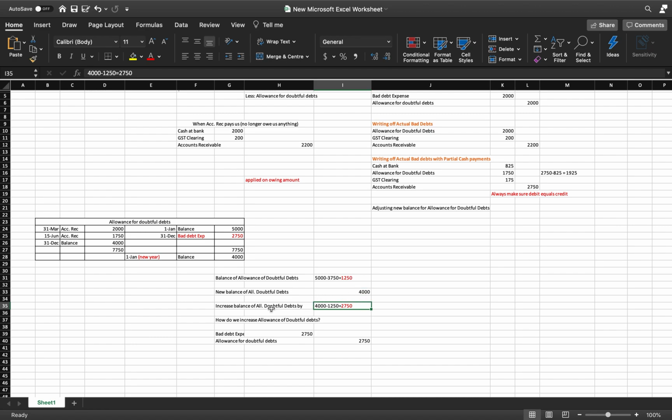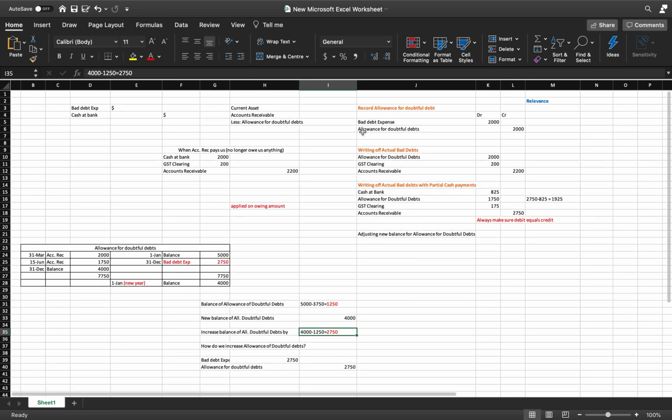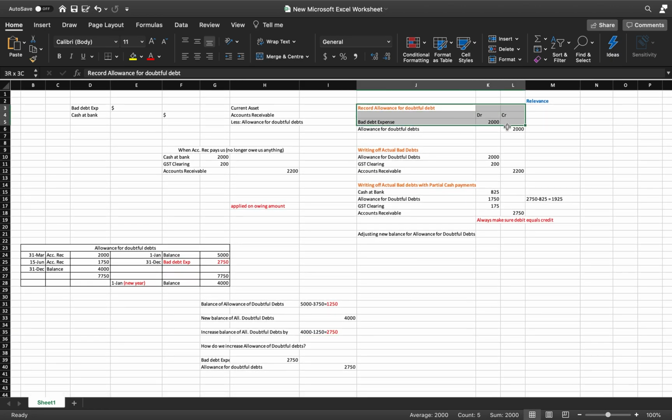Now the question is, how do we increase the balance of allowance for doubtful debts? You just go back to how to record allowance for doubtful debts. So this is how you increase it by $2,000. So if we want to increase it by $2,750, how do we record it? We do exactly the same, except the figures are different. So debit expense and credit allowance for doubtful debts. So that's exactly what we're doing here.